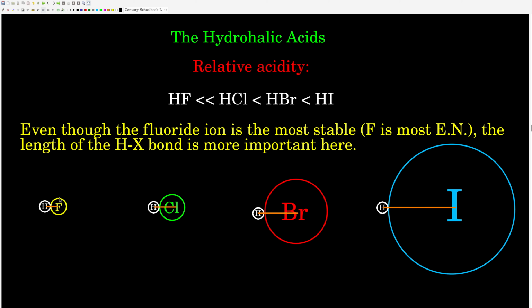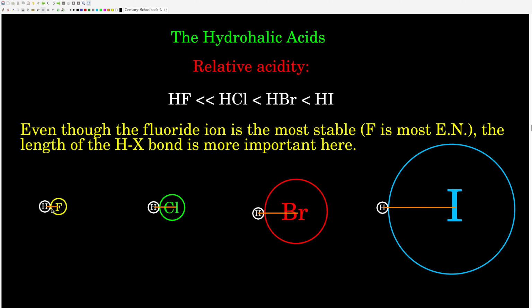The length of this bond, which determines the strength of the acid, gets longer as we go down. On one side of that bond there's a hydrogen atom, which is always pretty much the same size. On the other side, the nucleus of that atom gets farther and farther away because the atom gets bigger and bigger. And so the bond between the hydrogen and fluorine might look something like this.